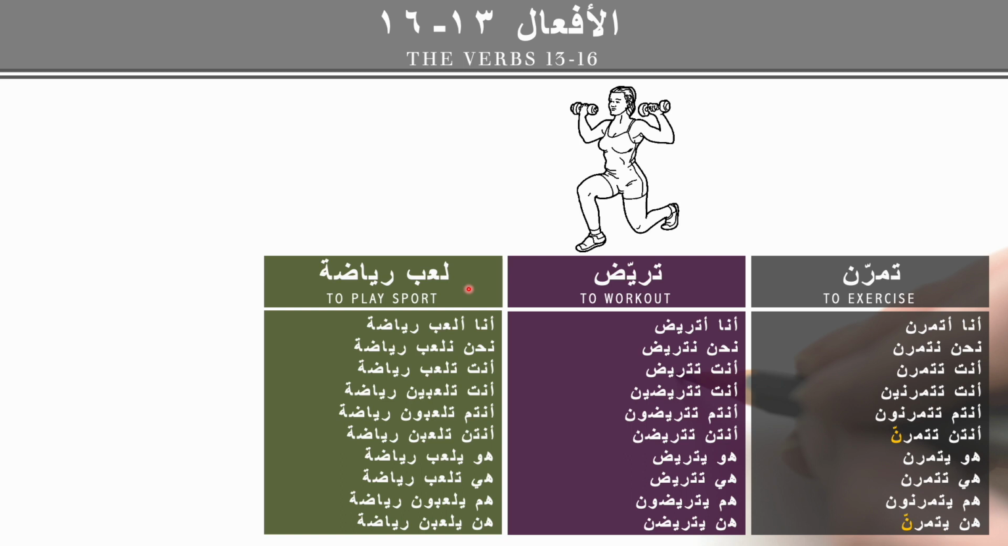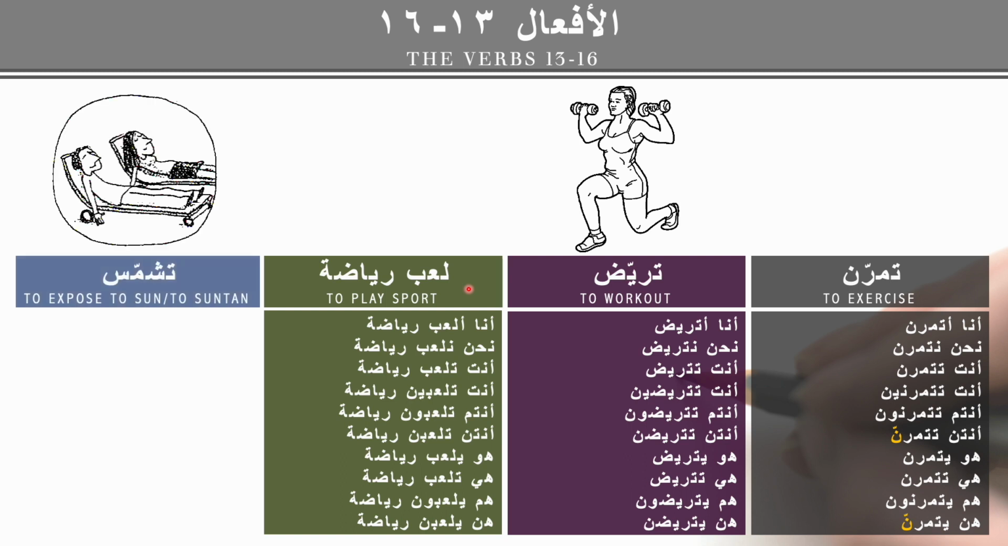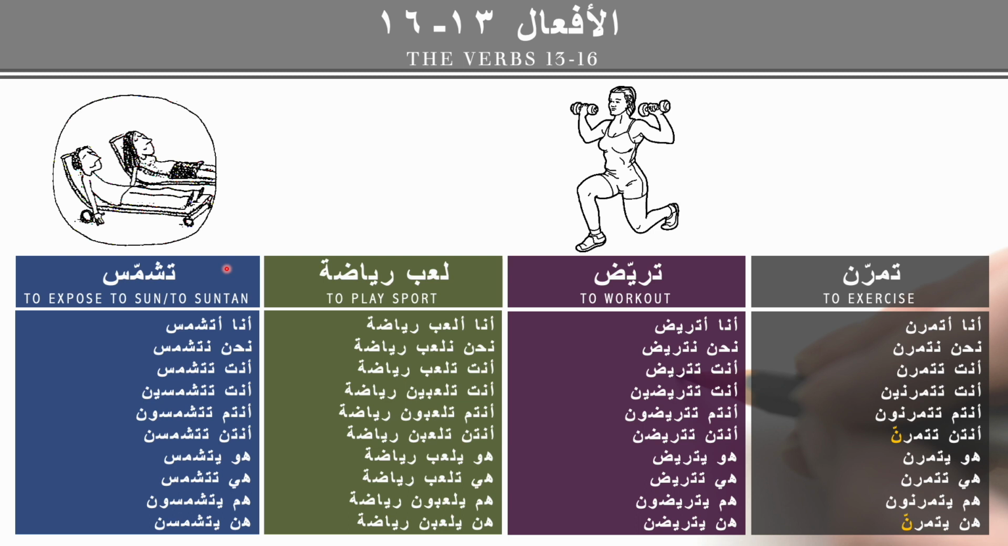The next verb is related to exposing yourself to the sun in the morning or before sunset. We say شمس. شمس. You can say to suntan, but actually, if we want just to tan ourselves, we call it tan, similar to the English one, in addition to شمس.